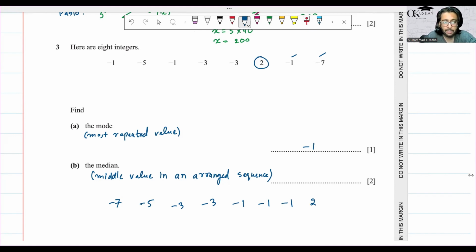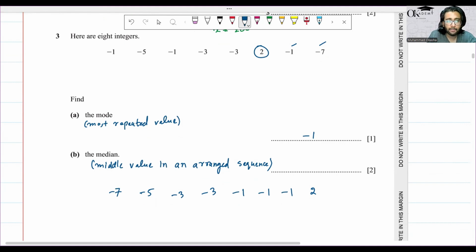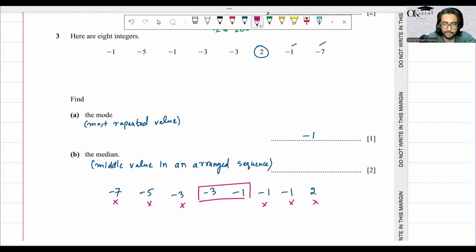Okay. So how do you find out the middle value? Well, it's like cutting from both sides. You cut from both sides until you reach a middle value. So I'll put a cross on either side, cross, cross, cross, cross, and I'm left with 2 numbers. If I were to cross both of them out, I'll be left with nothing. So a sensible thing to do over here would be to take the average of the 2 numbers, -3 and -1.